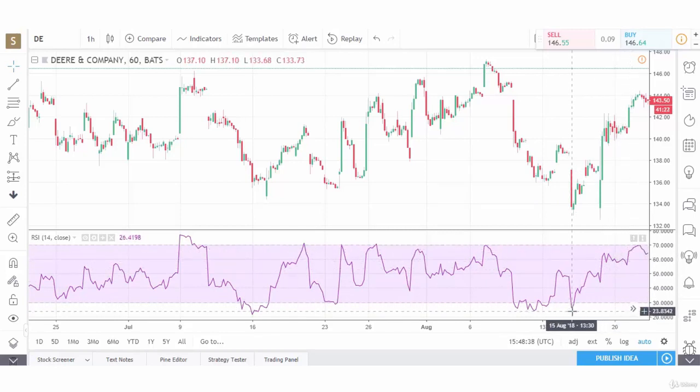Again, the RSI should be used in combination with either other indicators or with chart patterns such as candlestick patterns, which we'll be talking about in the next module.